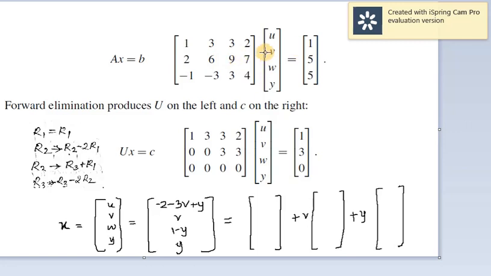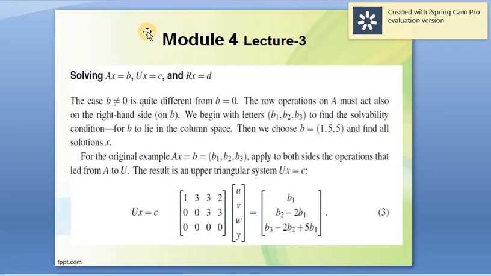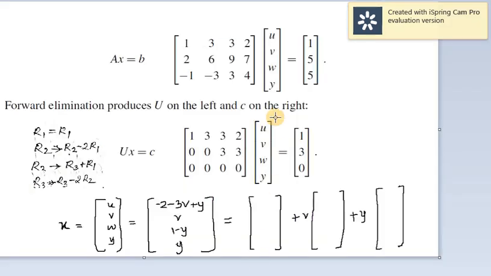So in order to solve this one, we have to convert it into the Ux = c form, and eventually into the Rx = d form. As b is not equal to 0, the solution will not be the same as Ax = 0 in finding the null spaces and other solutions. So the values of b1, b2 and b3, because we have 3 rows, are given as shown here.